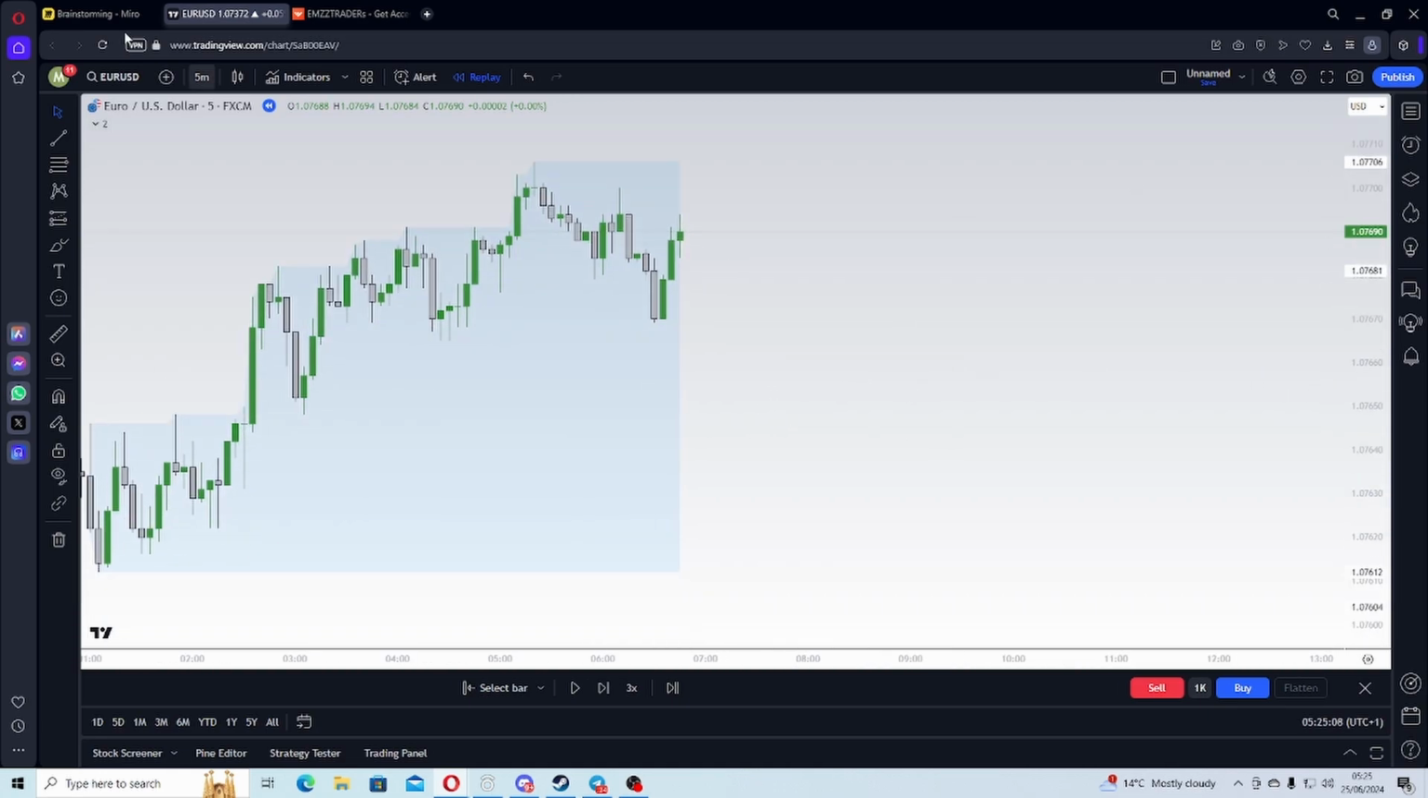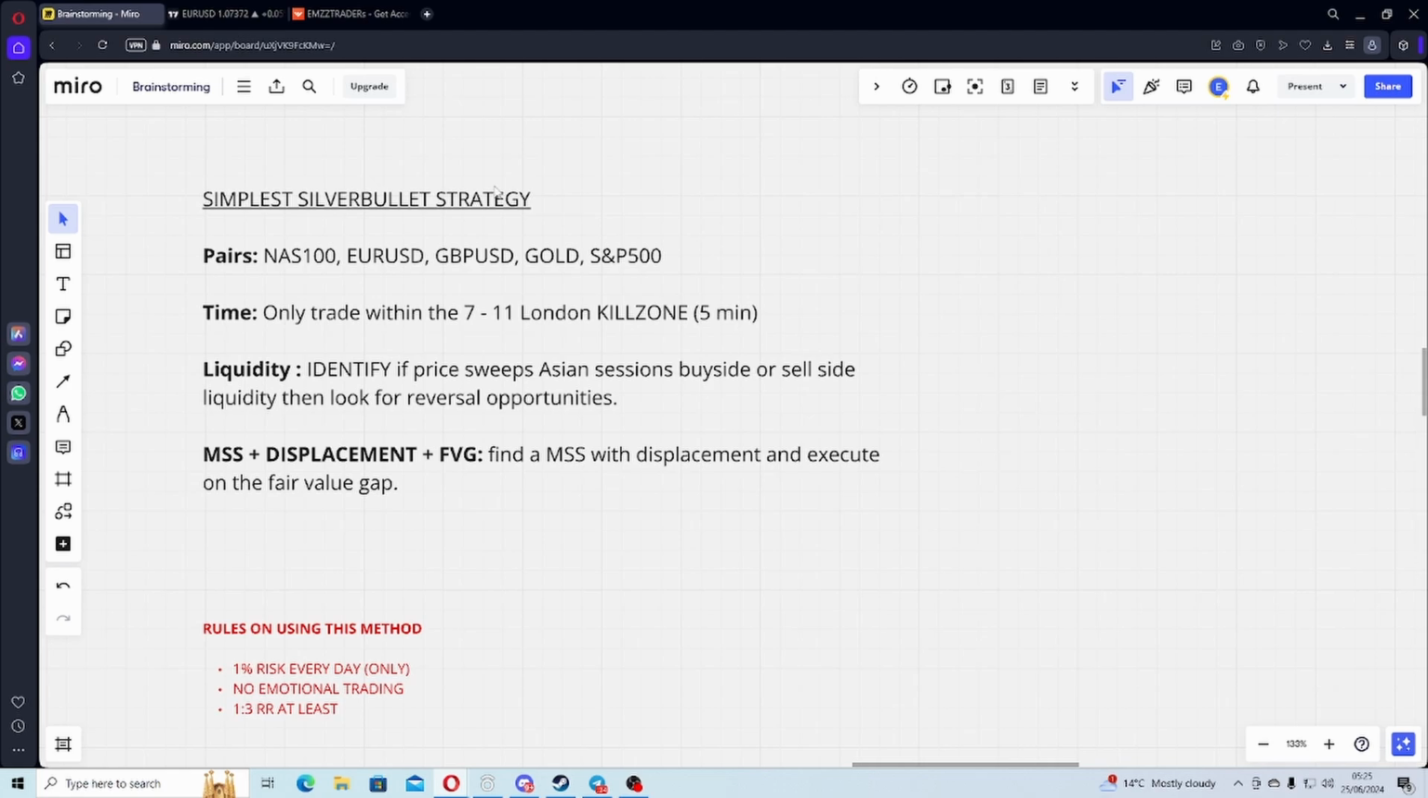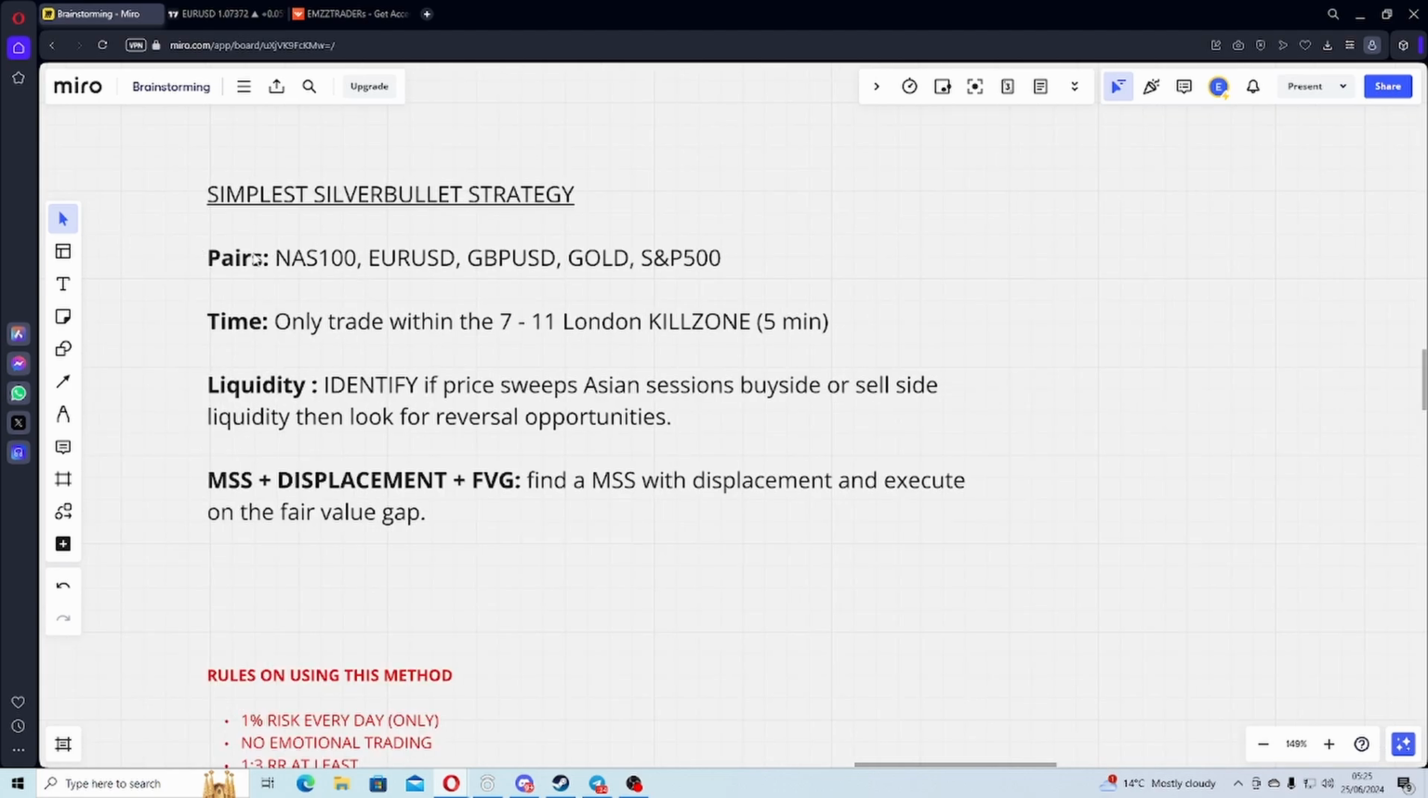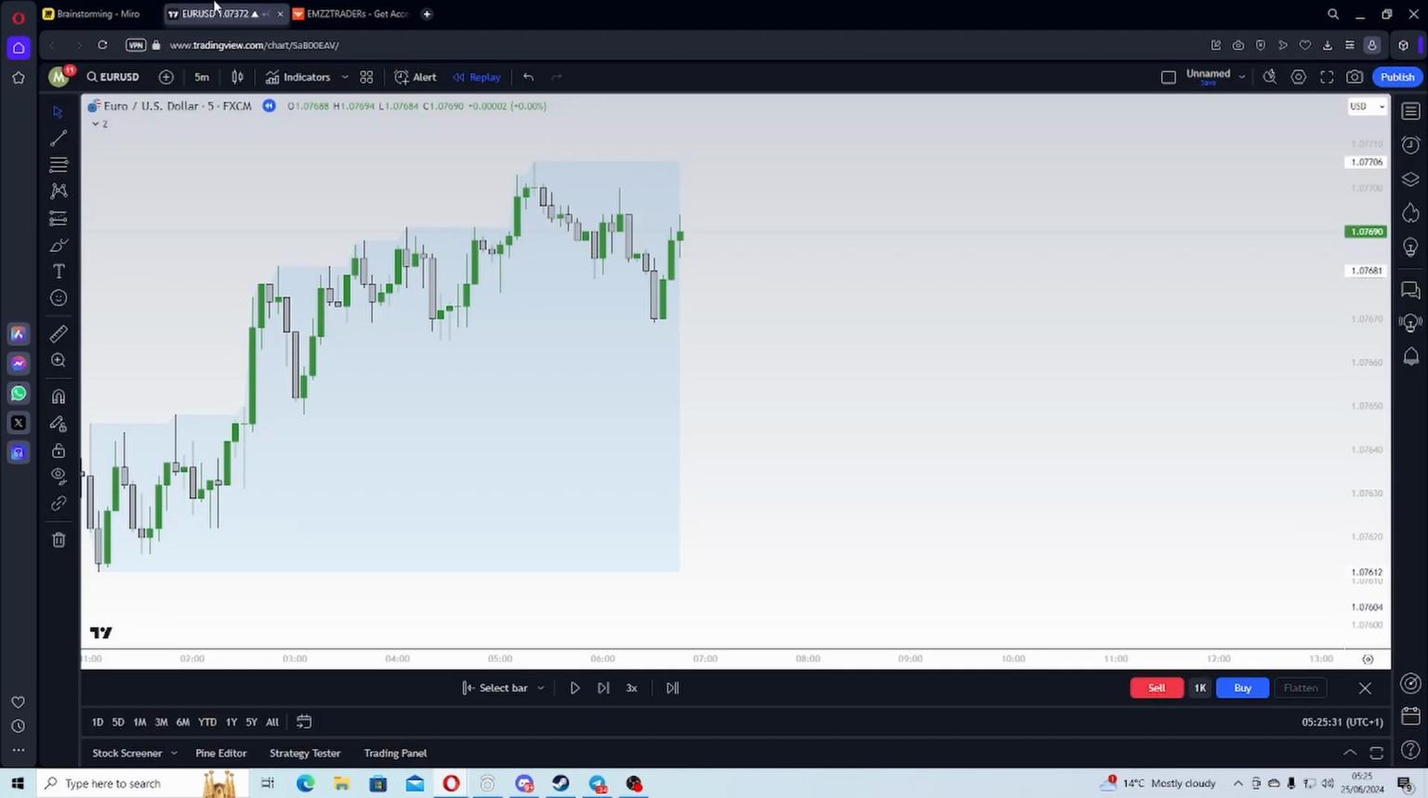As you can see from right here, I have the checklist that can actually change your whole trading. So the pairs that it works on: NAS 100, EUR/USD, GBP/USD, Gold, and S&P 500. This is in order of what it works the best on to the worst on, okay? But I'm going to be using it on EUR/USD, but you can use it on any of these. Make sure you're trading within the 7 to 11 London kill zone on a 5-minute time frame.